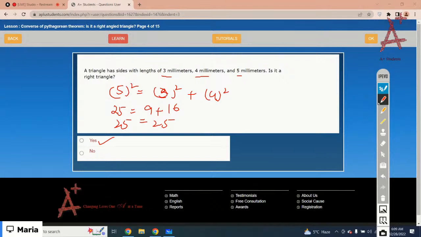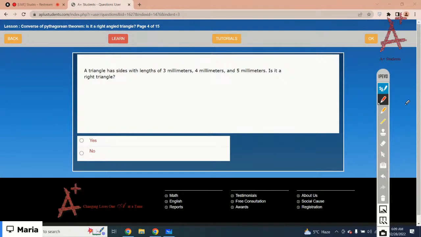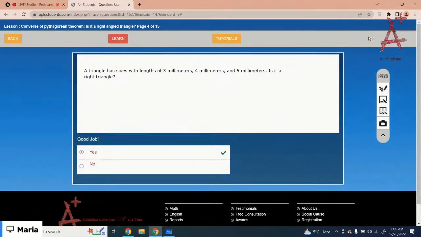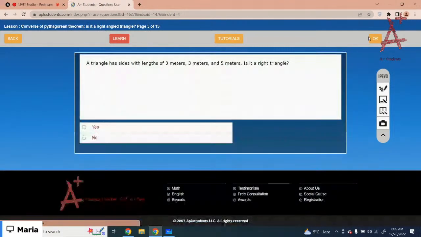So just select the correct option and then click on the OK button. Okay, you can complete the test by yourself later today. Let me just move on to the next lesson.